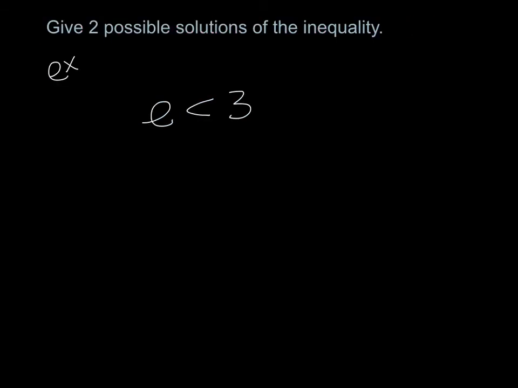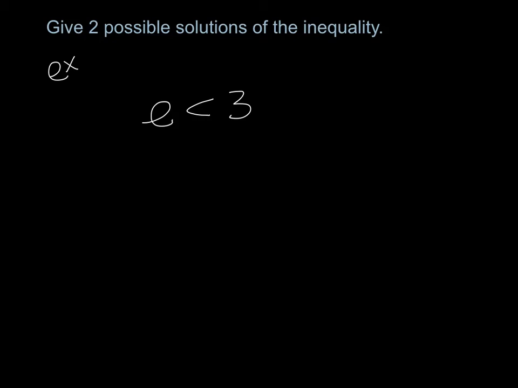Okay, we have more slides. You will sometimes see examples like this. It's going to ask you to give 2 possible solutions to the inequality. Like I said before, there's many possible solutions to a lot of inequalities, so you just have to give, in this example, 2. You need 2 solutions that are less than 3. e is less than 3. So what are 2 numbers that are less than 3?